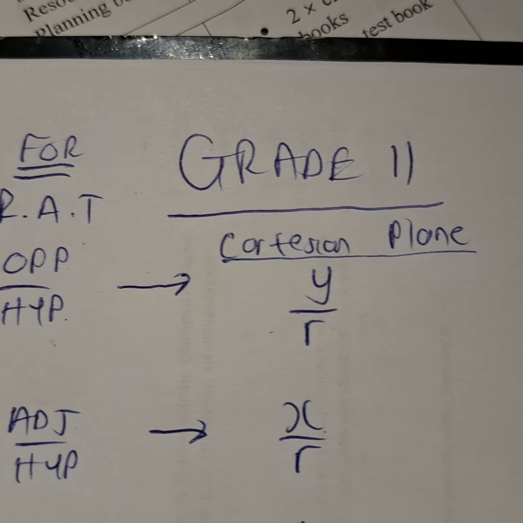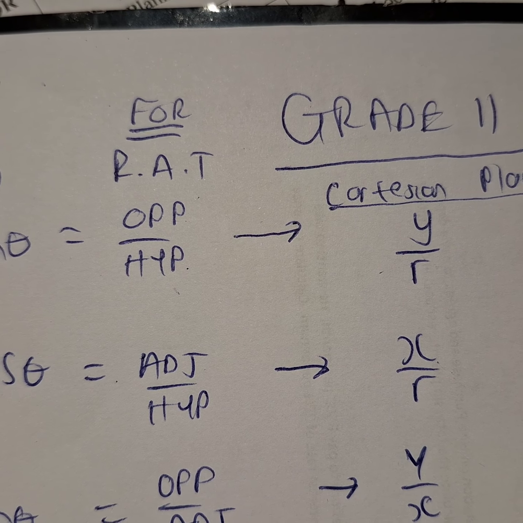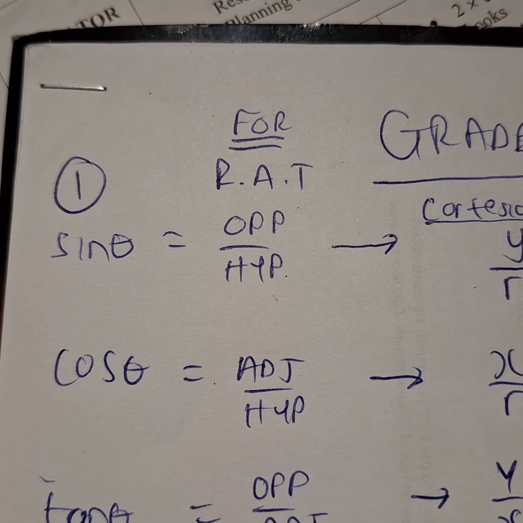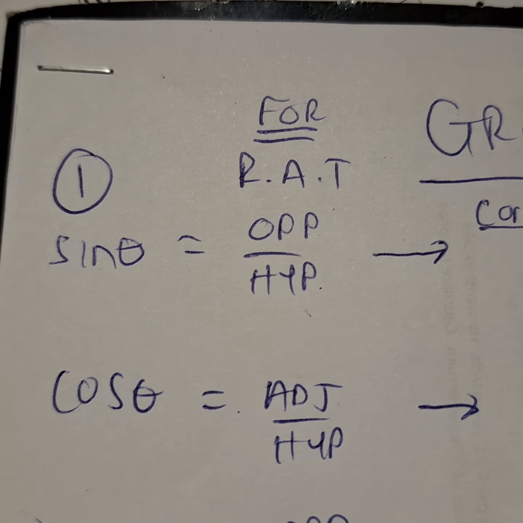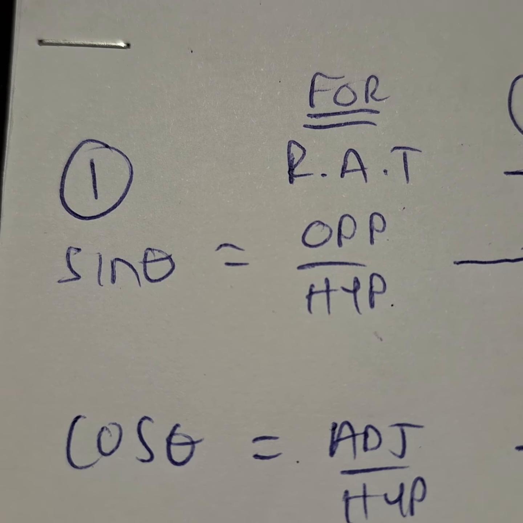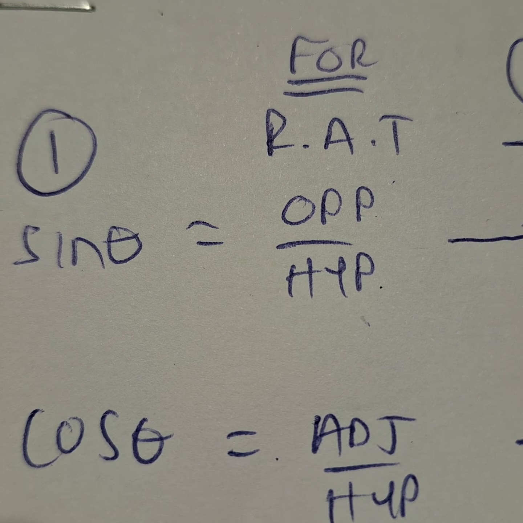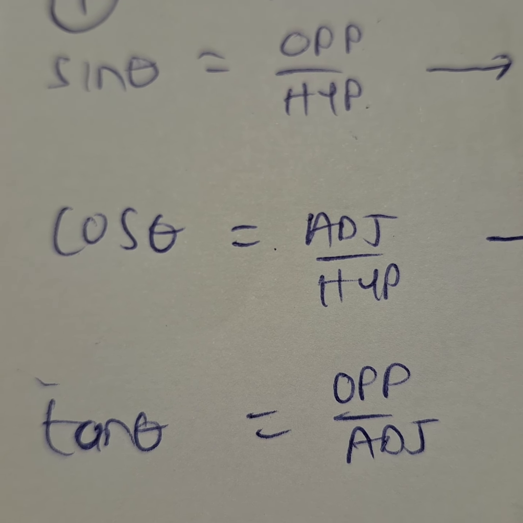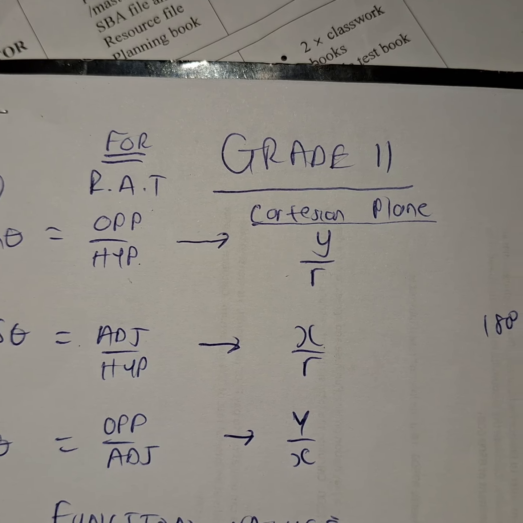Alright, so basically we're going to look at grade 11 trigonometry. First and foremost, we will look at it in light of a right angle triangle. We know that the definitions of trigonometry for a right angle triangle are the following. We have sine, one of the basic trig definitions, which is opposite over hypotenuse. We have cos, which is adjacent over hypotenuse. We have tan, which is opposite over adjacent.